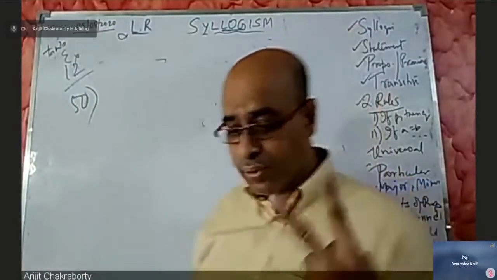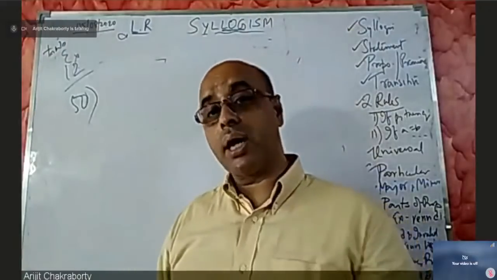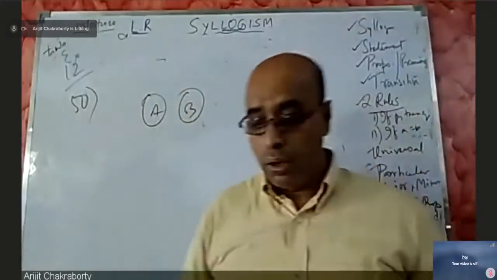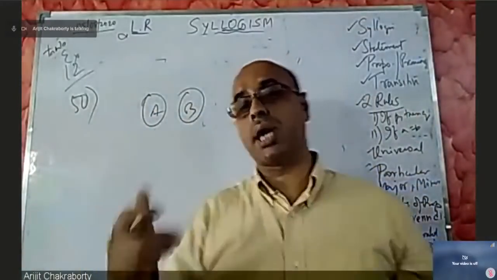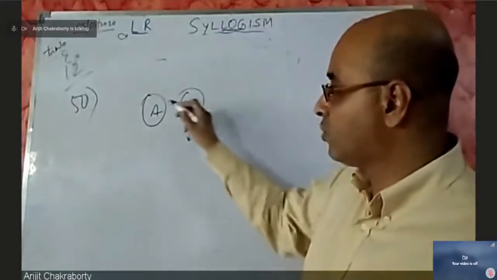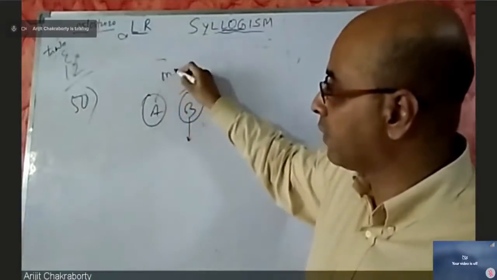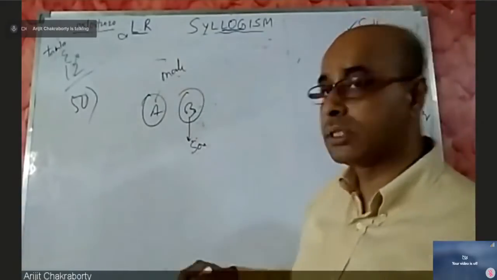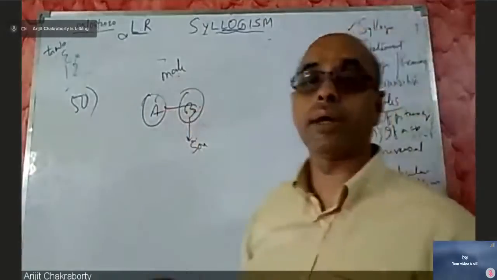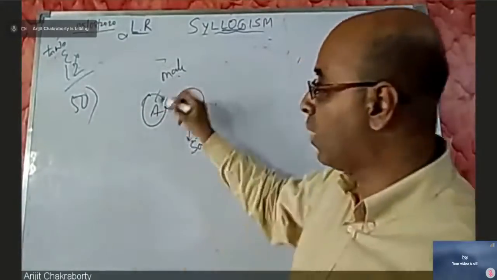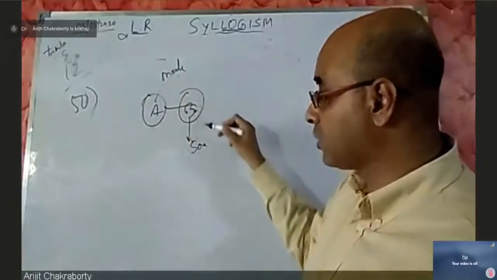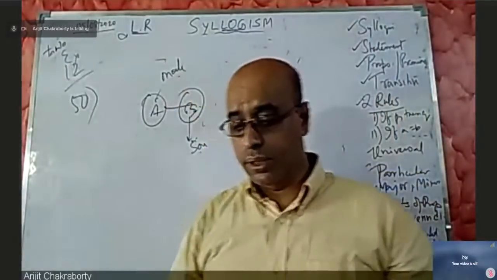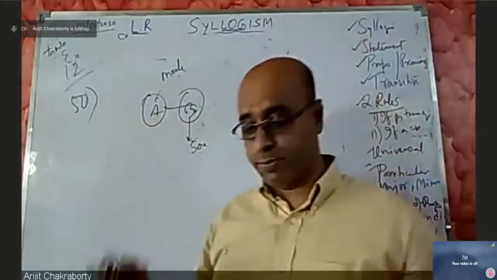Number 50, there are 2 film stars. One is the father of the other's son. 2 film stars, A and B. One is the father of the other's son. So B's son. First of all, one is the father, so this person is male. He is the father of the other's son, B's son. This is only possible when A and B are husband and wife. So the relation between the 2 film stars is husband and wife.